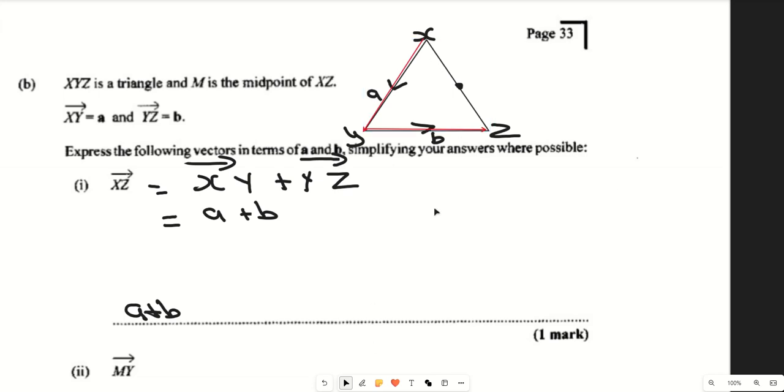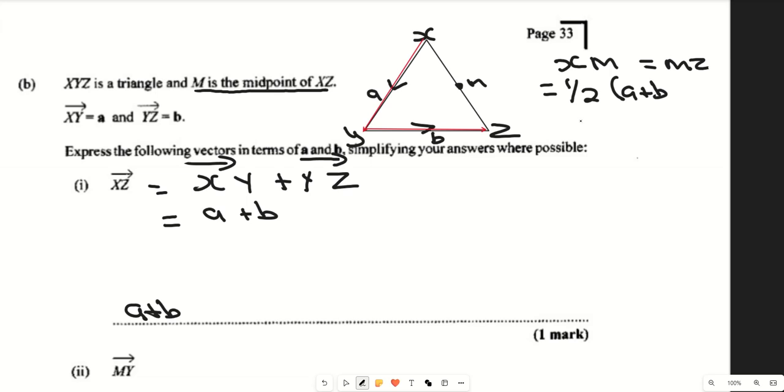So again, there are two ways to do this. I will start with Y to Z and Z to X. Now, because they said M is the midpoint of XZ, we know what XZ is. Therefore XM is equal to MZ. And XM would be equal to a half of XZ, which is a half of A plus B, which is a half A plus a half B.